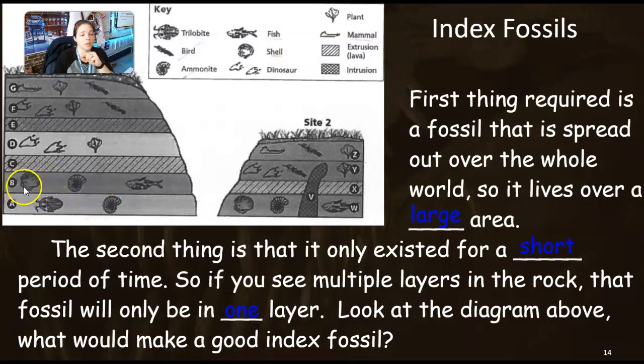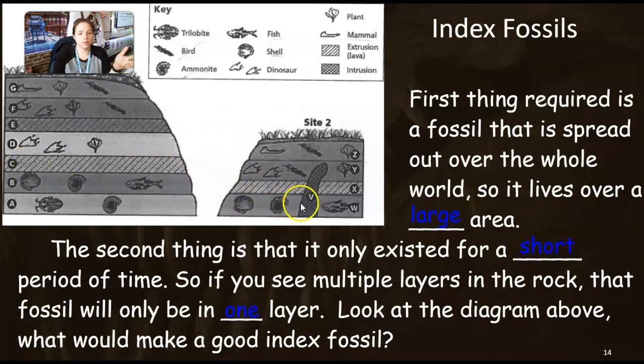Let's go up. We've got this shell right here, and it's the only one over here. Okay, good. Oh, there's one shell right there. That's perfect. That's an index fossil. Are there any more? Well, there's a fish. No fish up here, no fish down there. Ooh, there's a fish right there. Ooh, the fish is a good one. That's another good index fossil.